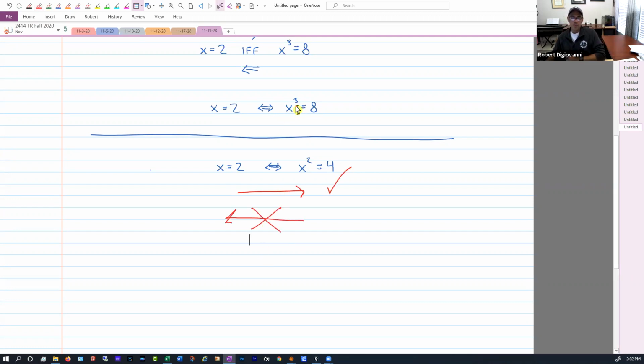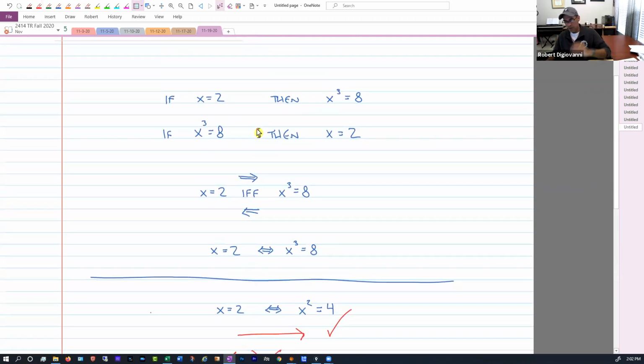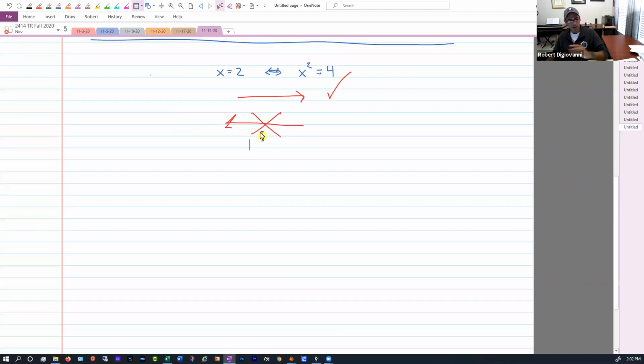That's why I used cubed up here, because with cubed, the only way you can cube a number and get 8 is if that number started out to be positive. Okay, this is just a little small detour on logic. How about this one?